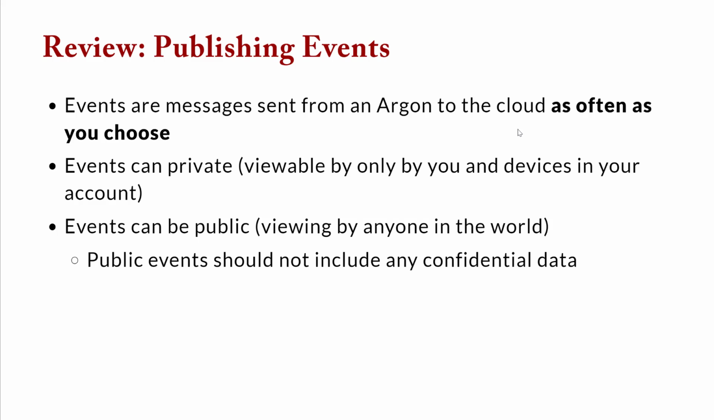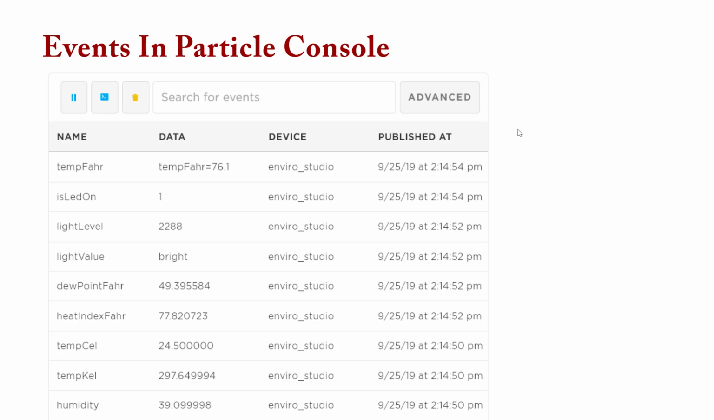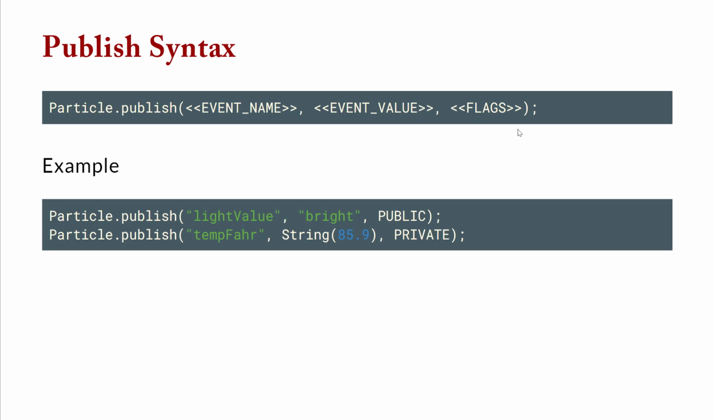Again, you shouldn't have any confidential data, passwords, APIs, your home location, things like that in a public event. And we've seen that you can access these in the app, in the console, or by subscribing, which is actually what we're going to talk about right now. Again, you can see all the events here on the console. We've kind of revisited this multiple times.